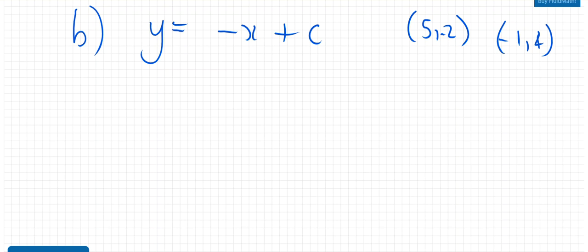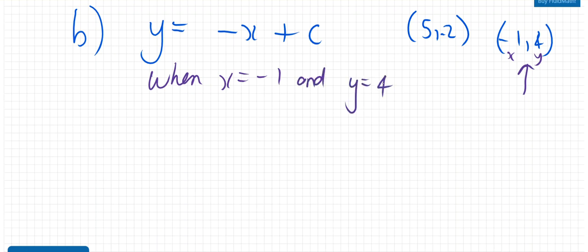Now, it doesn't matter which point you use. Pick one that you might think has less working out. I might just pick this one here because I see I've got a 1 there, a -1, and 1 is usually easier to work with. So remember, x is -1 and y is 4. So when x is -1 and y is positive 4, it's saying I'm going to substitute it into my equation.